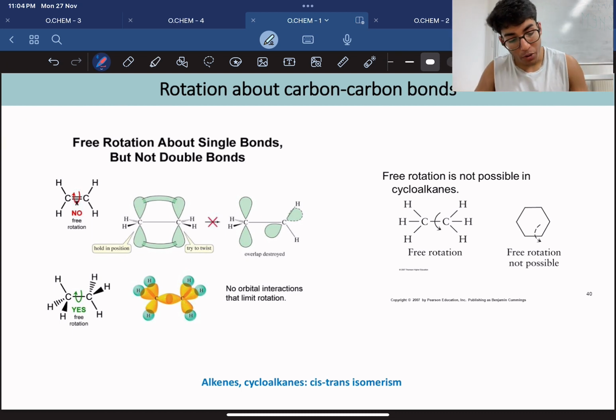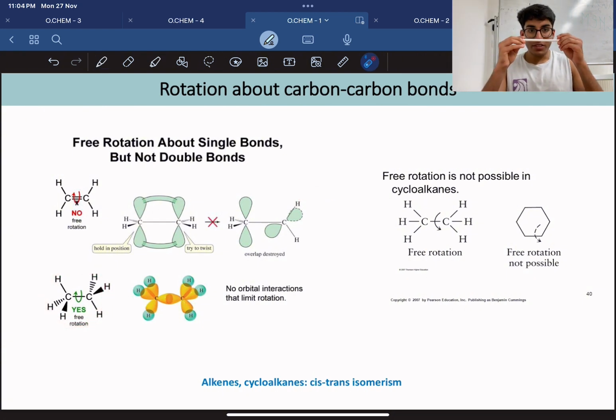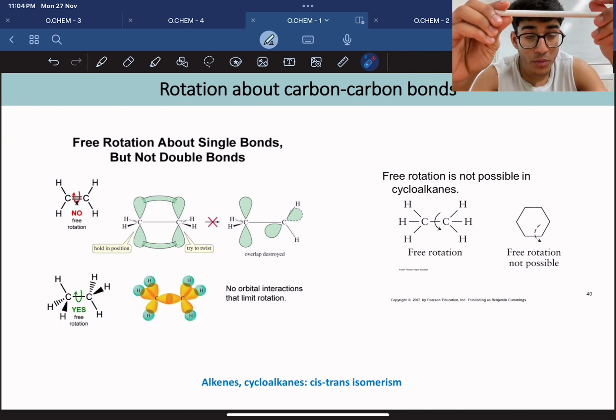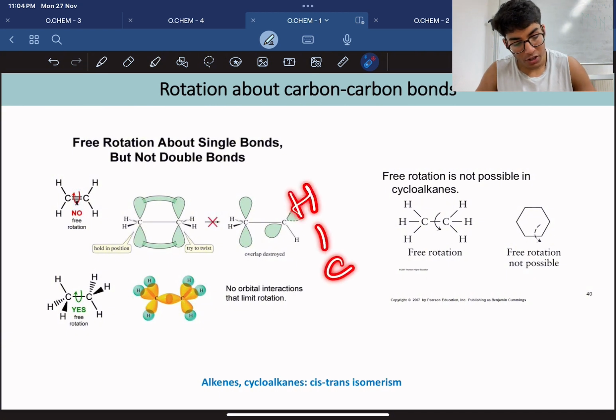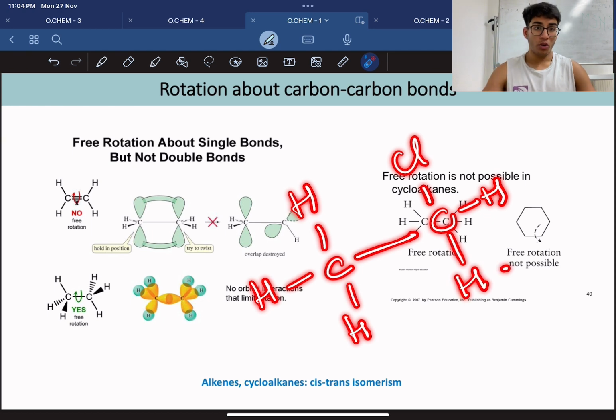Okay, a single bond. When it has a single bond like this, a single bond can rotate. You can see my pen, it's rotating. It's not a big problem. What do I mean by this? So you see, let's say C, H, H, H, and single bond C, Cl, H, and H. This is the molecule. Now let's say I spin this.